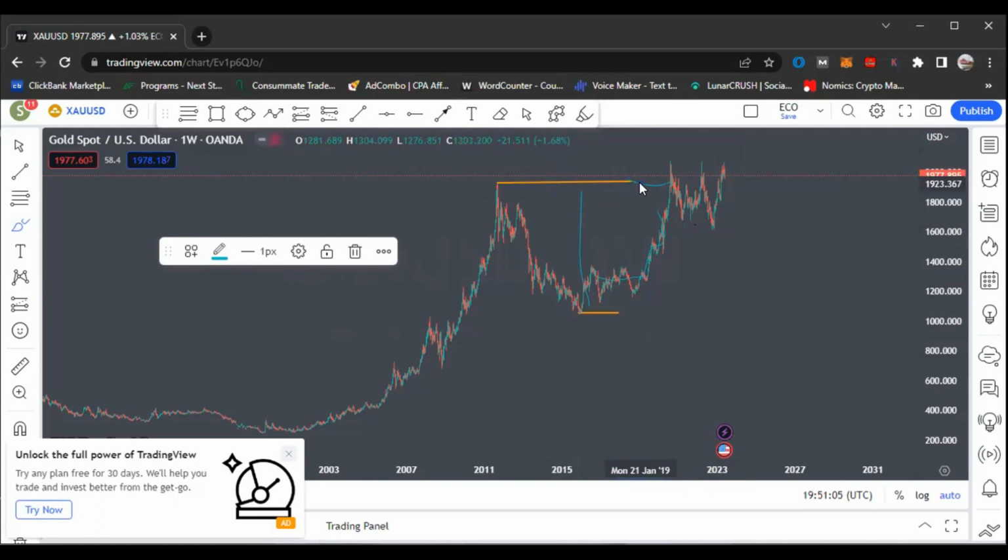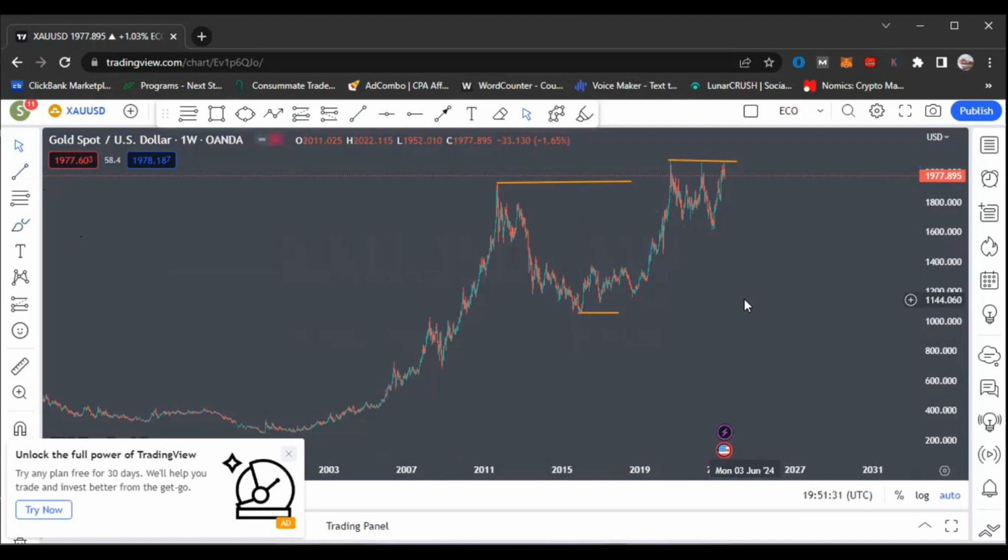Let me delete these things. All right, so though this high has been formed, this one has not yet been taken. So as you can see, this has become an equal high. So price action or retail traders are already looking at that point as a selling point in the market. Okay, they are looking at that point as a selling point in the market.